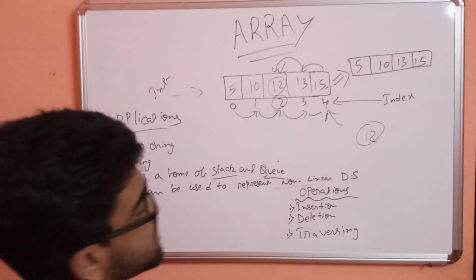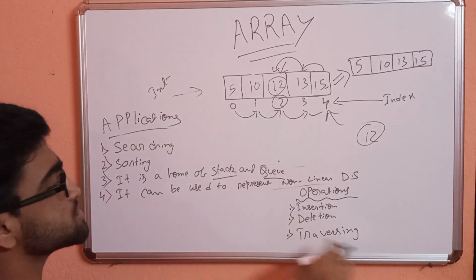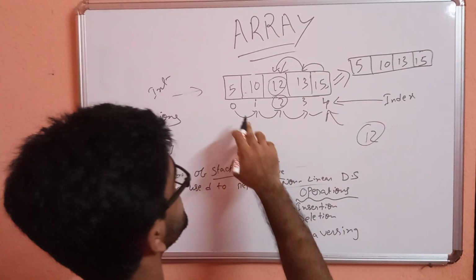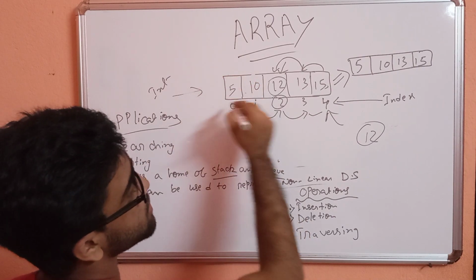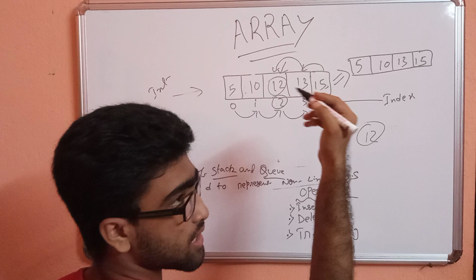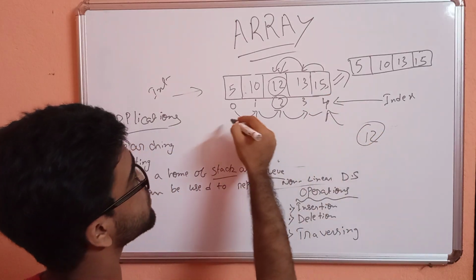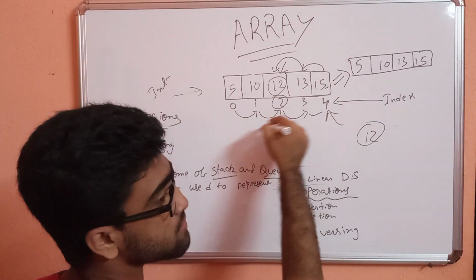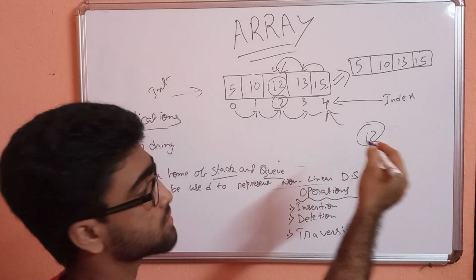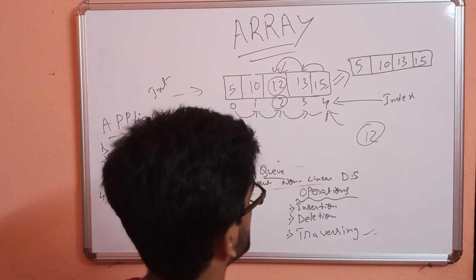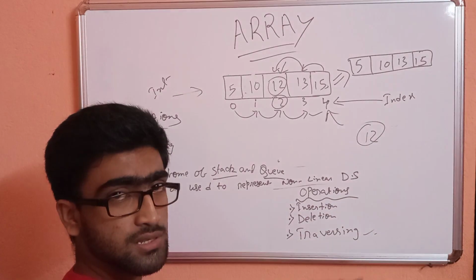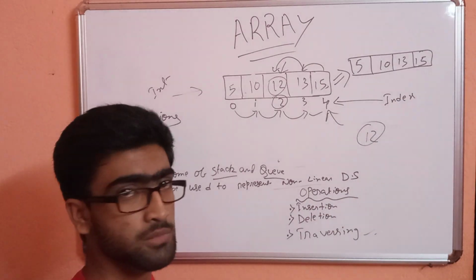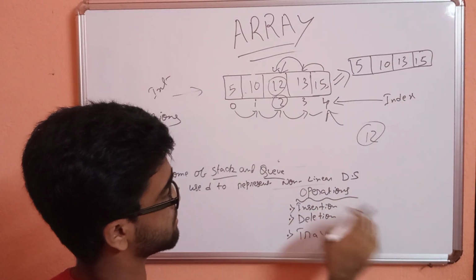Sorry, another operation, not application. The operation is traversing, which is very easy. Traversing means from the 0th index to the last element of the array, we will visit each element. That is called traversing. I will make a separate video on these operations in my next video.